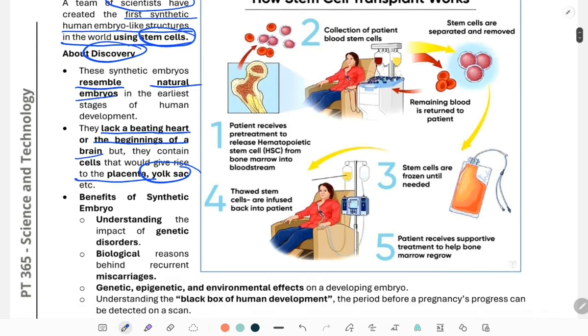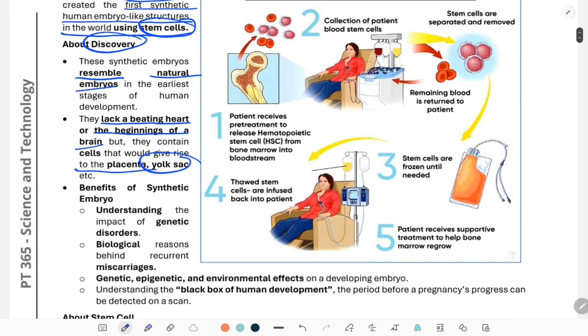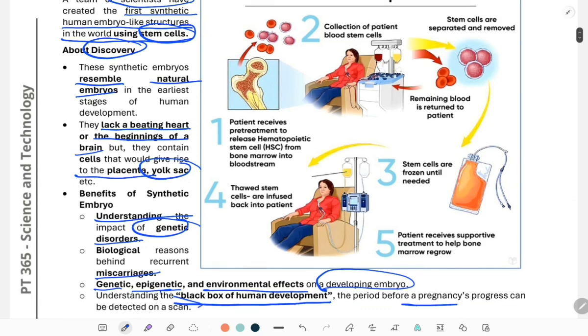Benefits of the synthetic embryos: it helps in understanding the impact of genetic disorders and the biological reasons behind recurrent miscarriages, and genetic, epigenetic and environmental effects on the developing embryo, and it helps in understanding the black box of human development. The period before the pregnancy progress can be detected on a scan.